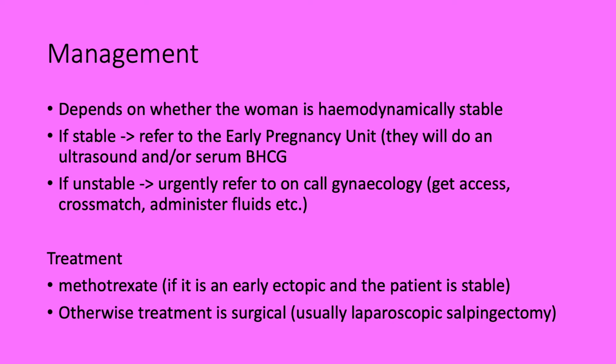And in terms of the definitive treatment, that will be either medical or surgical. The medical treatment can be with methotrexate, and that's particularly a possibility if it's an early ectopic and the patient is stable. Otherwise, the treatment is surgical, and that's usually through a laparoscopic salpingectomy. Salpinge means fallopian. Ectomy means to cut out, so to cut out part of the fallopian tube. Sometimes they can do a salpingotomy, which is just to make sort of a mouth-like hole and try and remove the ectopic pregnancy that way.